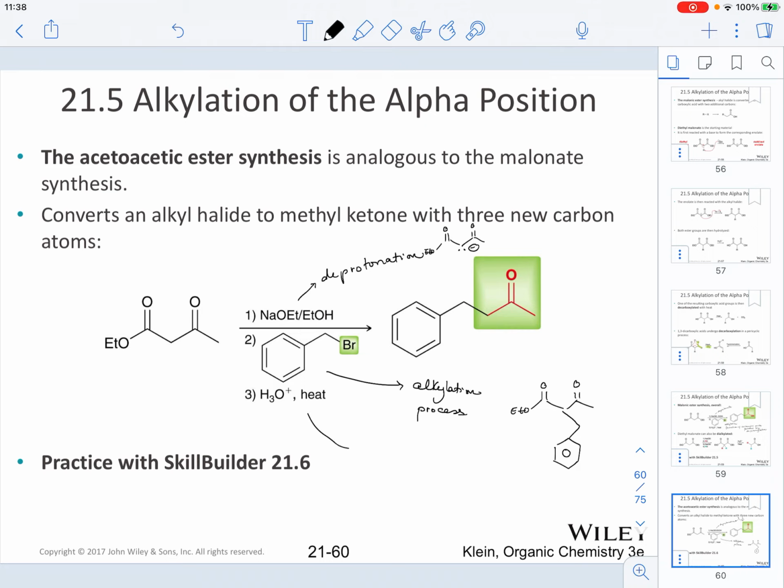In the third step of the reaction, we're going to have the modification of that ester motif into a carboxylic acid, followed by decarboxylation. In the decarboxylation is where we are finally ending with our final product.